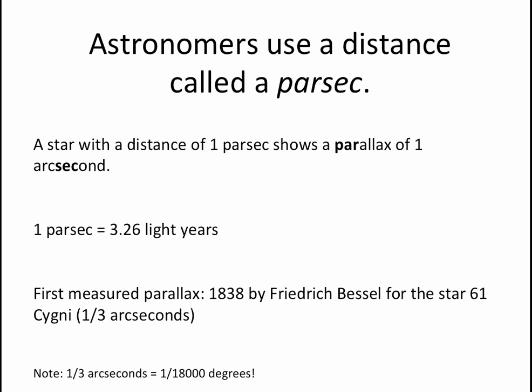The first measured parallax was in 1838, and it was measured at 1/3 arc second. That's extraordinarily difficult to do. It's rather amazing that Bessel was able to do that in 1838. So remember, light years is a measure of distance. A parsec is a measure of distance.